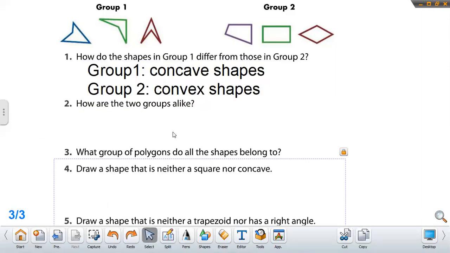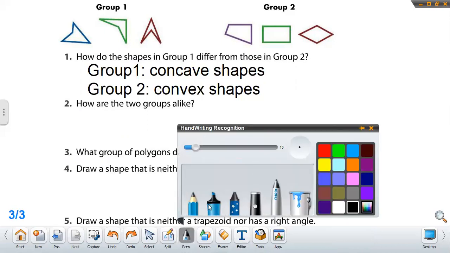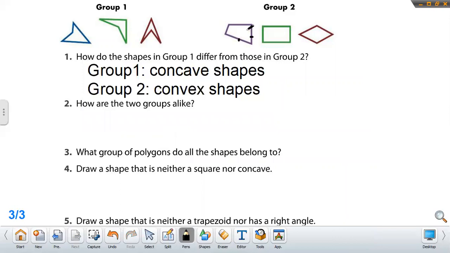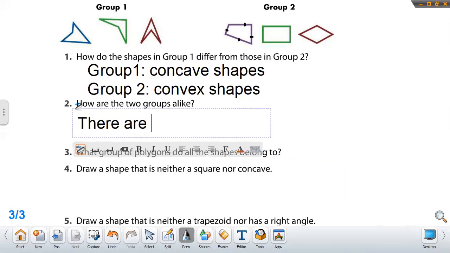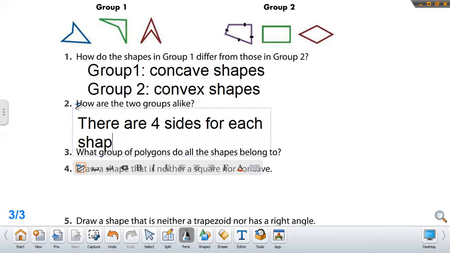Okay, question number 2. How are the two groups alike? How many sides for each one? Let's count. 1, 2, 3, 4. 1, 2, 3, 4. And also on this side, 1, 2, 3, 4. So the two groups consist of 4 sides, so they have 4 sides each.